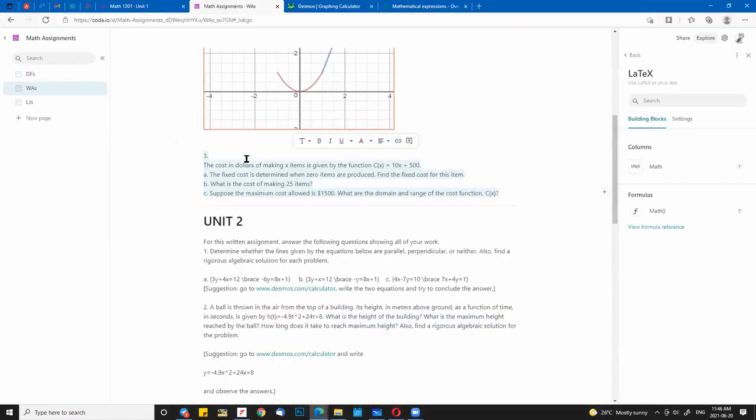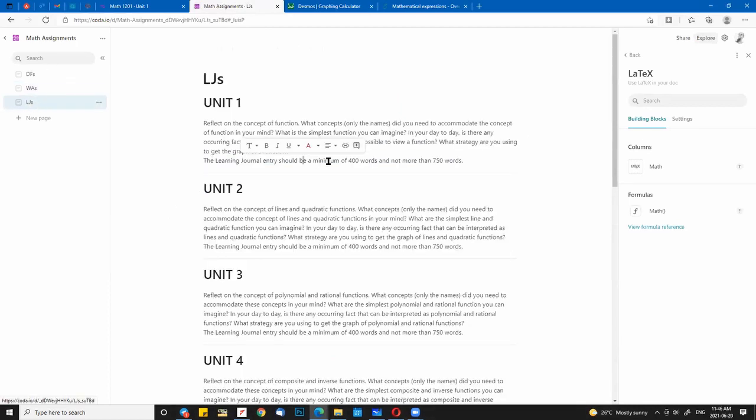Then you have the learning journal. Learning journals are pretty straightforward. The only difficult part is this bit, writing 400 words about nothing. Reflect on the concept of a function. Just do some research and write what a function is. What is the simplest function you can imagine? A straight line, or maybe even a flat line. In your day to day, is there any occurring fact that can be interpreted? There are so many things, like a bank account, stock prices.